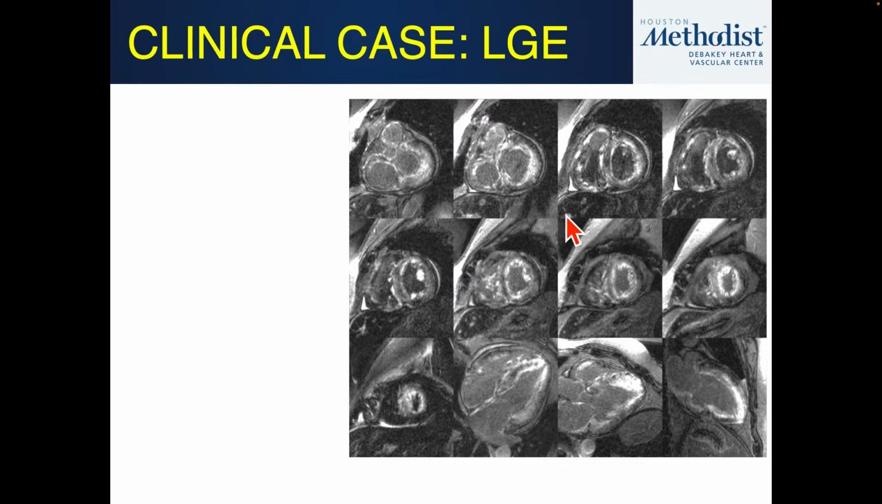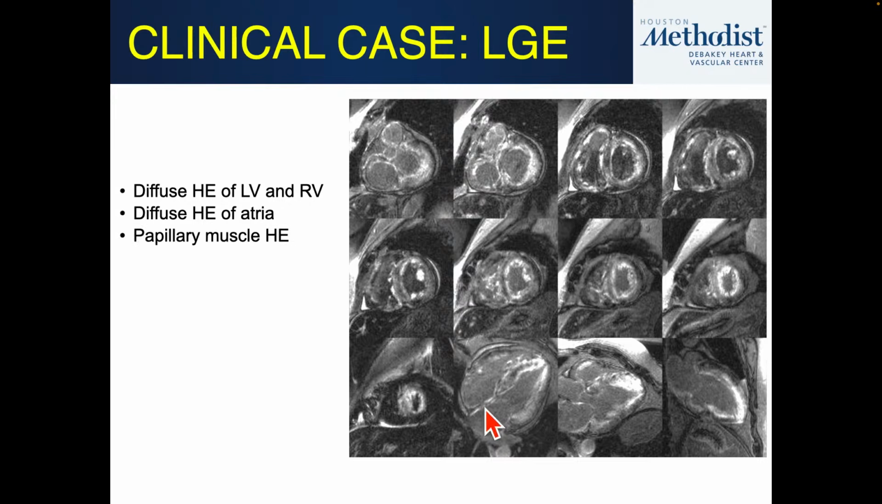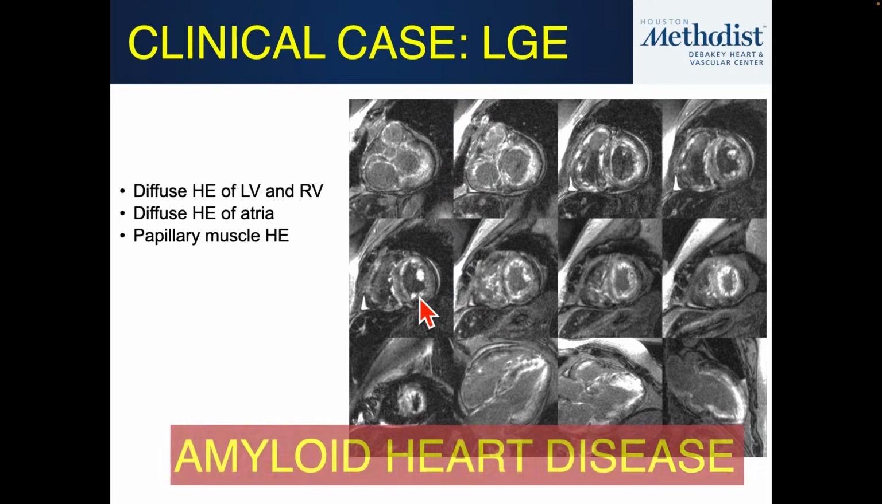delayed enhancement MRI, which in this case you see, in fact, diffuse enhancement of the LV, and also look at the right ventricle as well, which also shows significant contrast enhancement. There's diffuse enhancement of the atrial walls as well, as you can see again on these long axis views. In fact, if we look at the papillary muscles, there's also papillary muscle enhancement as well. These are findings that are very classic for cardiac amyloidosis.